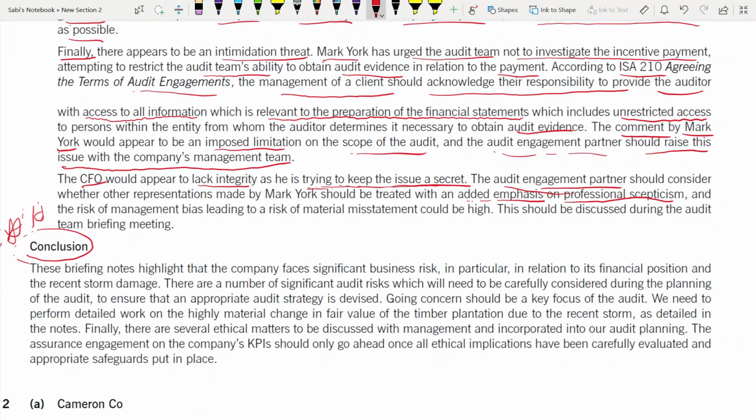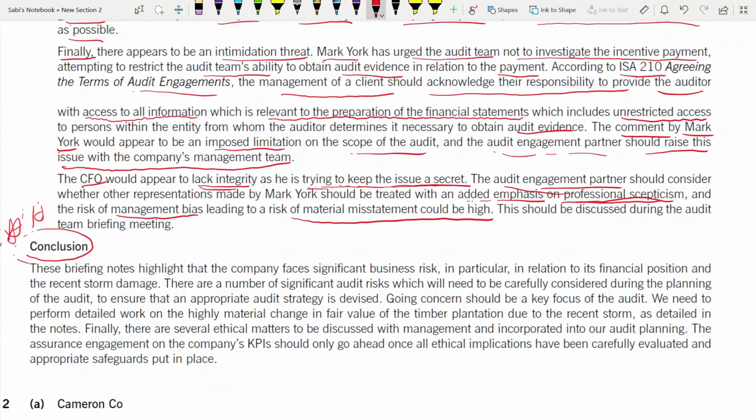Don't say doubting; use the words professional skepticism. Now you have to see Mark York with an open eye and be more careful of the statements he makes. You cannot completely believe what he says because he lacks integrity. Someone who lacks integrity, you cannot believe their statement. You should always have more skepticism towards them, meaning being critical of what they say and of any evidence or document they give you. The risk of management bias leading to the risk of material misstatement could be high.